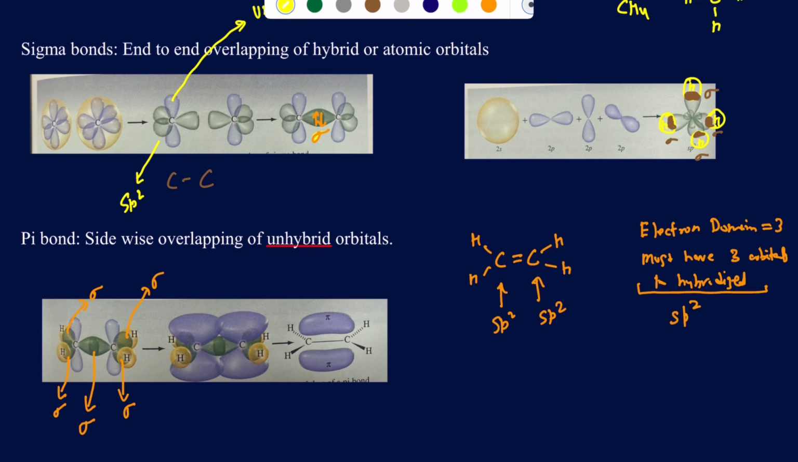So you can see how many total sigma bonds I have here. Let me count them up. That would be one, two. One of the bonds in the double bond is going to be a sigma bond. That's three, four, and five. So I have five sigma bonds in this particular case.